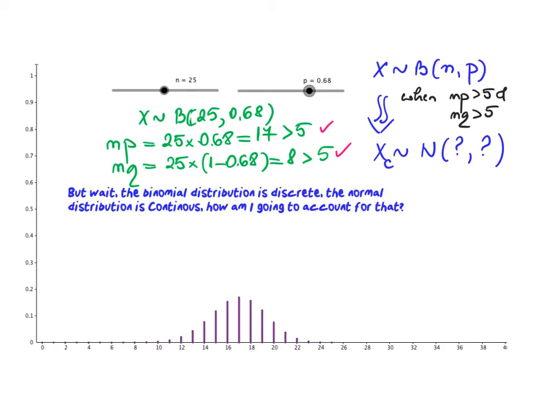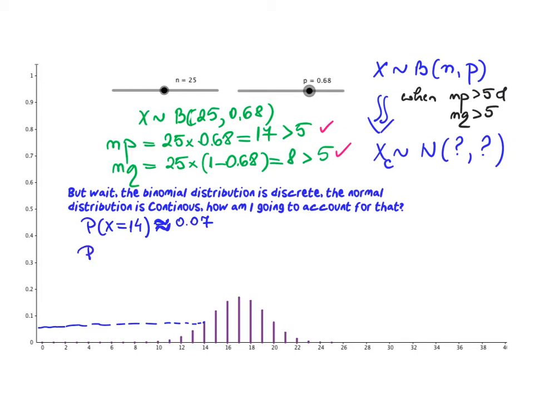We are going to answer now the last question on my first slide. The binomial distribution is discrete, and the normal distribution is continuous. So how am I going to account for that? If you look at the probability of X being 14, for example, X equals 14 is here, so the probability of X being 14, I will estimate it's about 0.07 maybe, or 0.06. I can calculate it exactly, it's just an estimate from the graph.